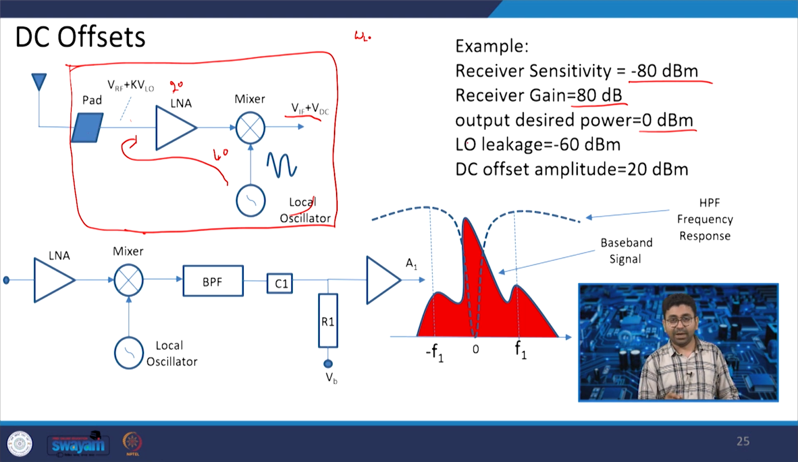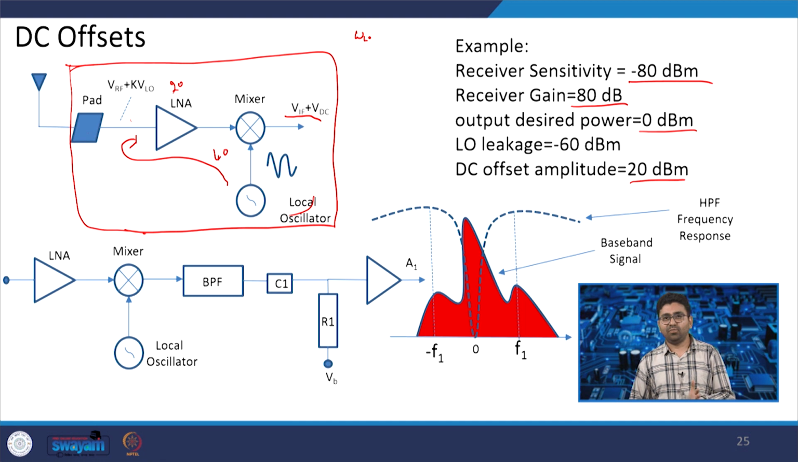Then, because of omega LO, when it is multiplied, you will have a DC offset generated in the range of 20 dBm. This is a very high amplitude, and it might distort the other IF components, IF amplifier, or other components which are coming after the mixer.